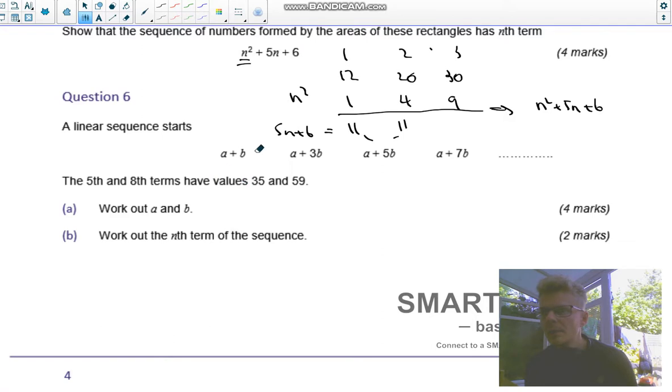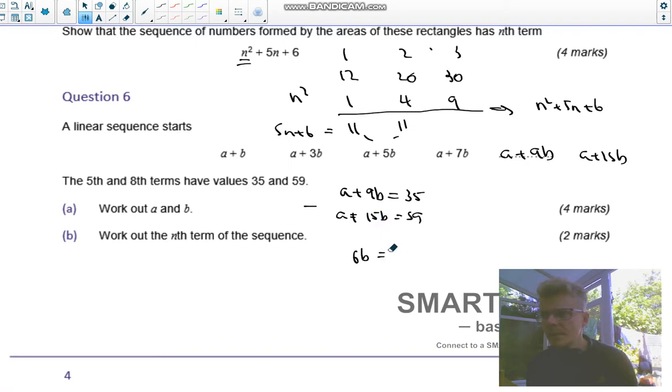So we're up to here, so this is the 4th term, so the 5th term will be A plus 9B, and then the 6th, A plus 11B, the 7th A plus 13B, and then up to A plus 15B. Okay, so then we'd make a statement that's true. A plus 9B achieves 35, and A plus 15B achieves 59. Do a subtraction, and the A's disappear.